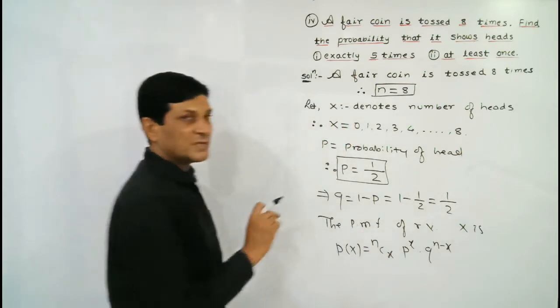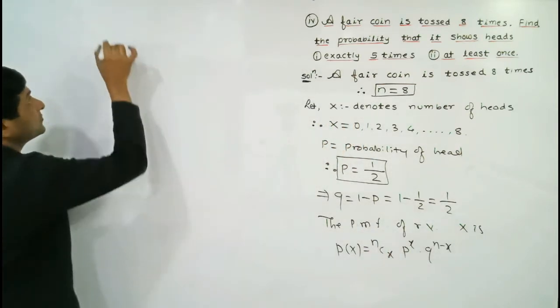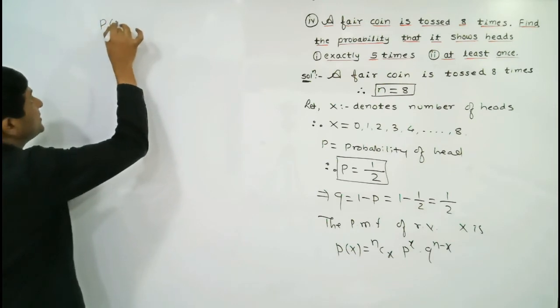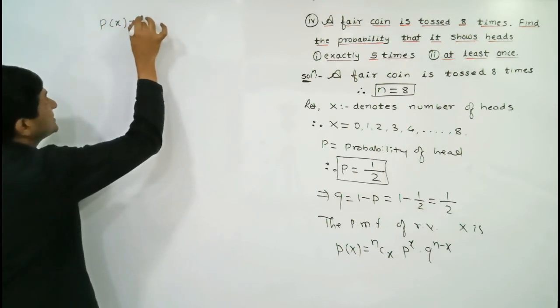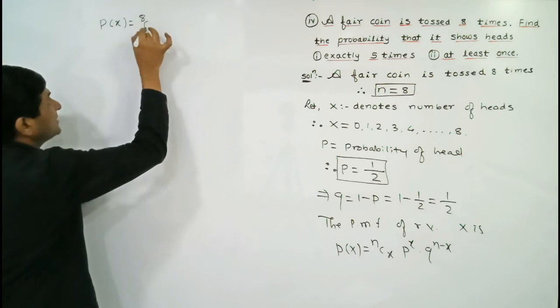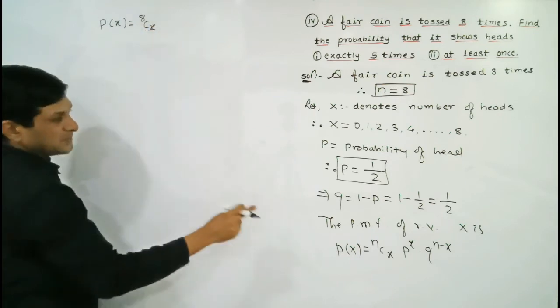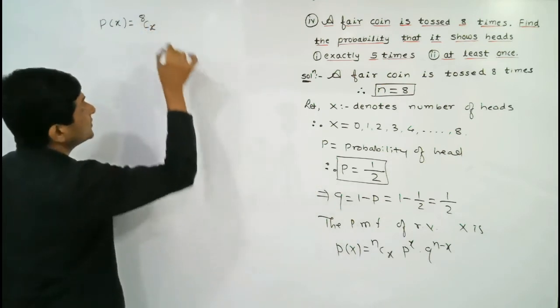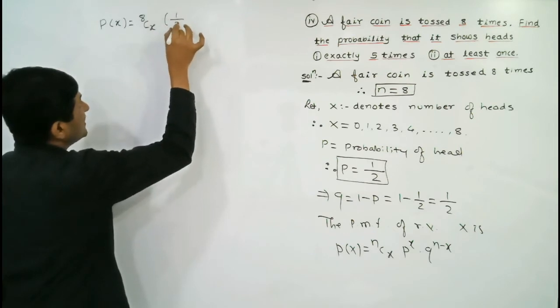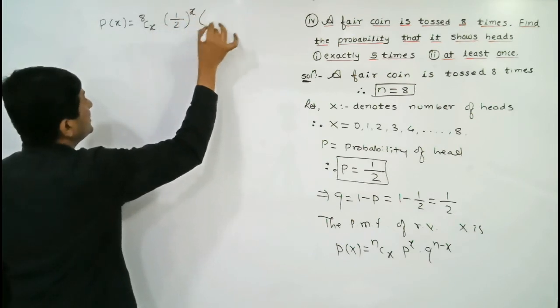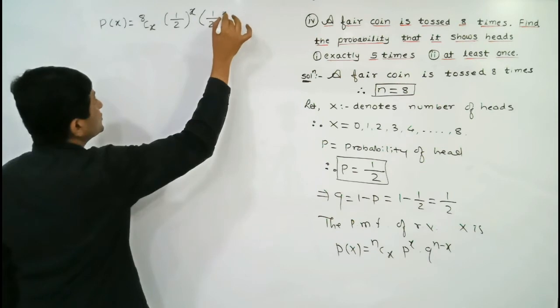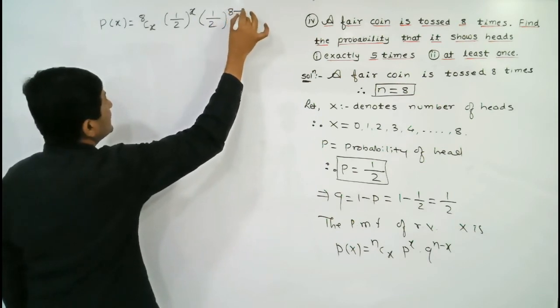Now we are substituting the values in this formula. See what we will get here. So therefore P of X will be equals to, n is nothing but 8, since the coin is tossed 8 times, so 8Cx. And the values of p and q are also known to us. Both values are 1/2. So 1/2 raised to power x into q, which is also 1/2 raised to power n minus x, means 8 minus x.